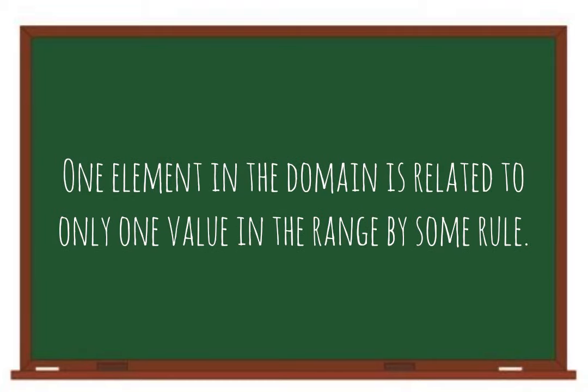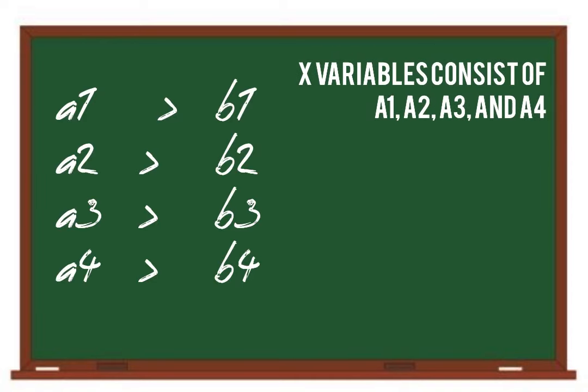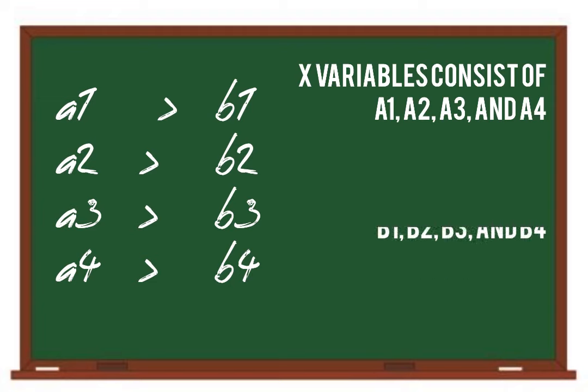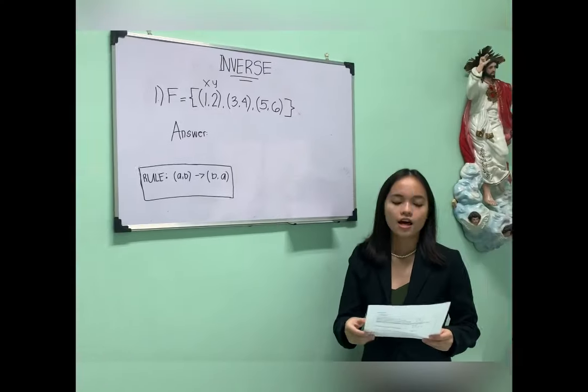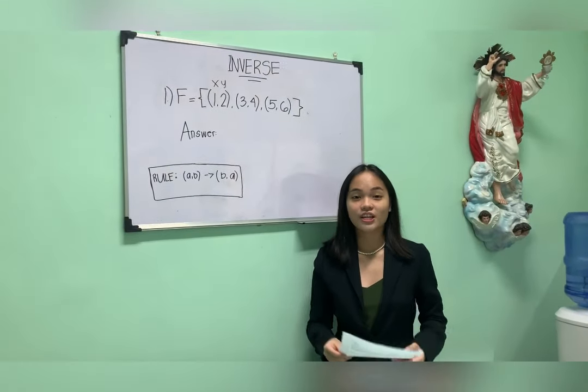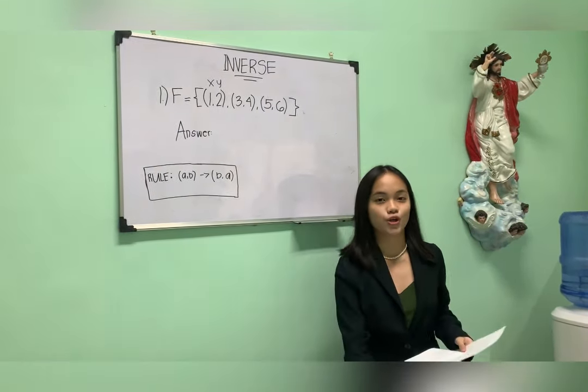Each element in the domain is related to only one value in the range by some rule. The x variables, which are the domain, consist of A1, A2, A3, and A4, while the y variables, which are the range, consist of B1, B2, B3, and B4. Let's go back to finding the inverse given a set of ordered pairs.